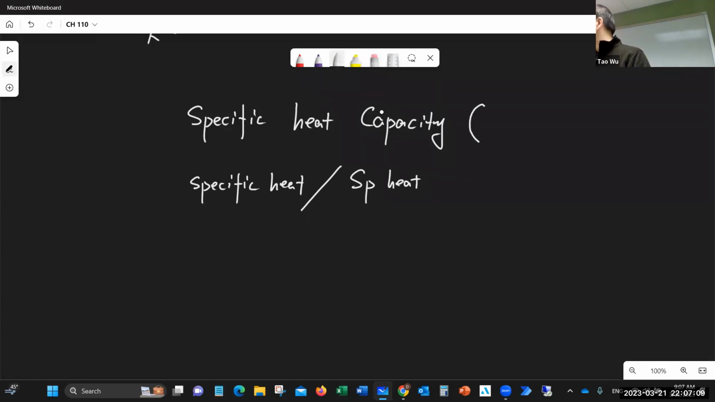The symbol of the specific heat is a capital C. I know some students, after we learn this topic, have no idea what the symbol for the specific heat is. Specific heat is a capital C.